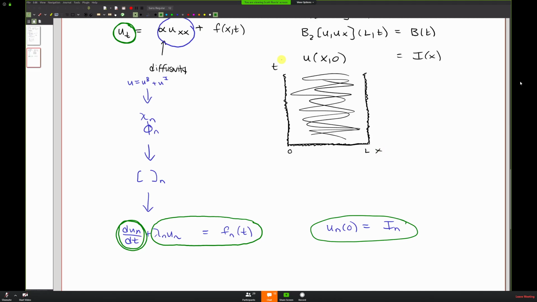Yes, this T is the vertical axis label. This is called a spatiotemporal diagram. Just helps you visualize kind of what the solution looks like, what the domain of the solution looks like.